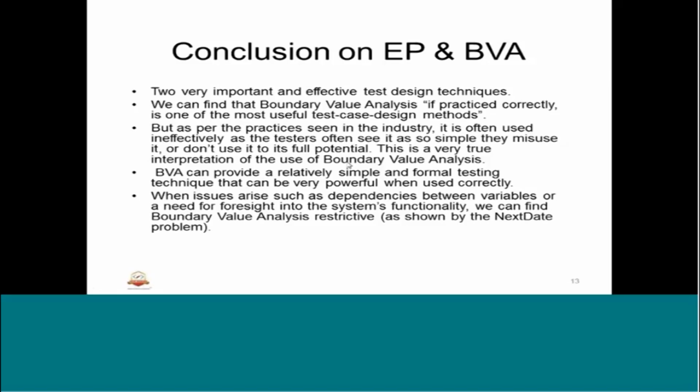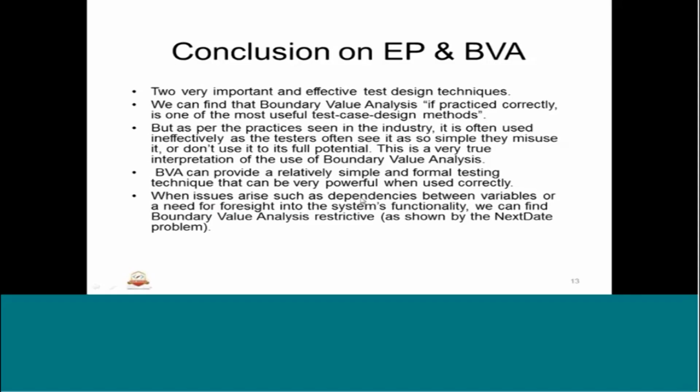And this is more vital or important. Why? Because boundary value analysis is an effective way of bringing out the bugs. So BVA can provide a relatively simple and formal testing technique that can be very powerful when used correctly. That means we start formally with a simpler technique of identifying the equivalence classes, then identify the boundaries for each of the inputs that the requirement or requirements identify, then select the tests based on these inputs, select the criteria, apply the tests and find the errors.